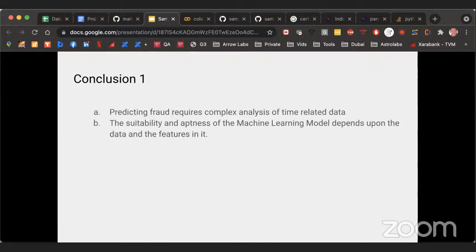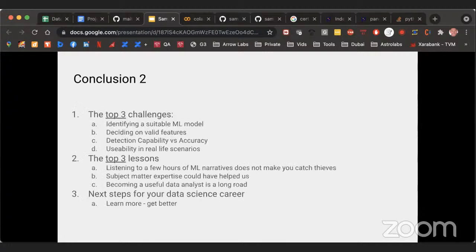Second, it's quite challenging to identify which machine learning model works best with what data and on what features. Coming to the top challenges we were facing: identifying a suitable machine learning model, deciding on valid features, and detection capability versus accuracy, meaning false positives and false negatives. What is really a good model that works, and how usable is it in a real life scenario?